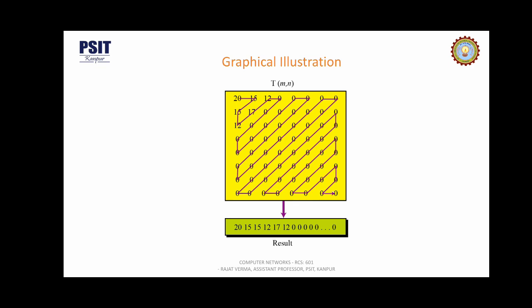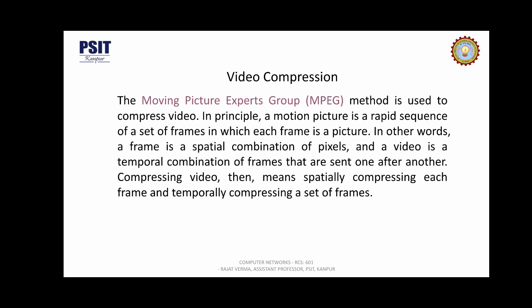Right. Now we come to the video compression. Right. Now what is video? Video is composed of multiple frames and each frame is an image. Now we can compress video by first compressing images. Now there are two standards that are prevalent in the market: JPEG is used to compress images and MPEG is used to compress video.